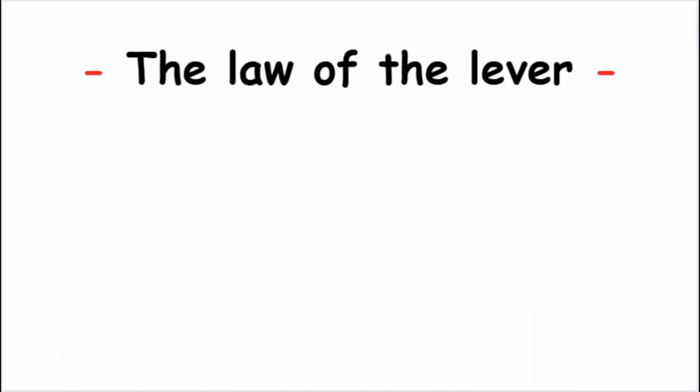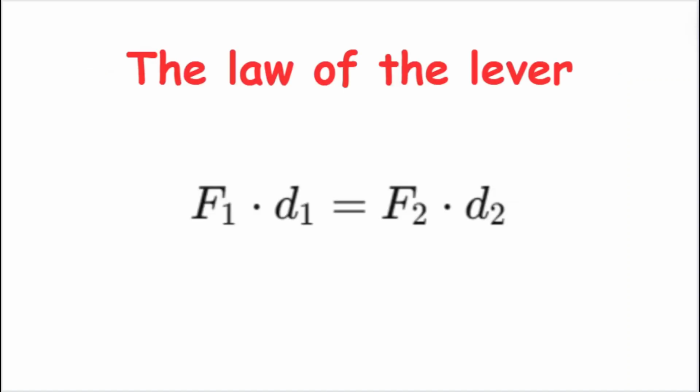Having checked what levers are, let's take a look at the law of the lever, which can be stated mathematically as F1 times D1 is equal to F2 times D2, where F1 is the force applied to the lever. D1 is the distance from the fulcrum to the point where the force is applied. F2 is the force exerted by the lever, the load or resistance. D2 is the distance from the fulcrum to the point where the force is exerted, the load. To understand it better, let's take a look at an example.